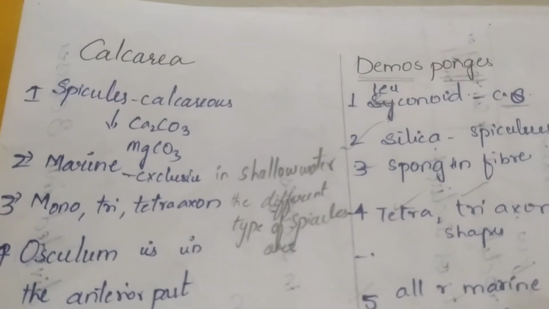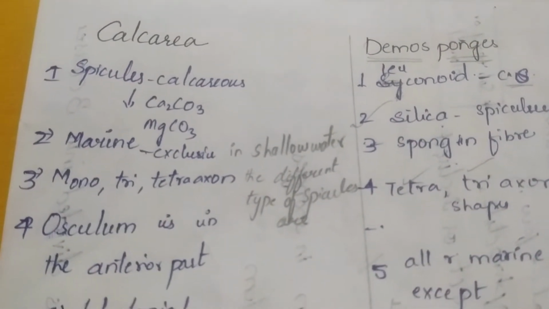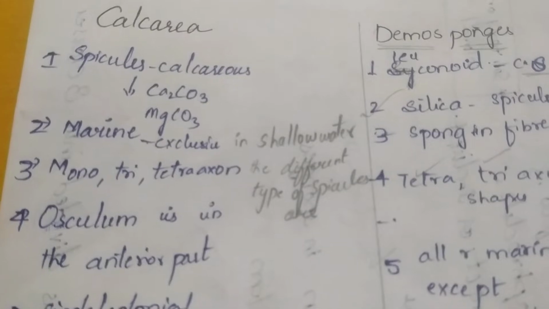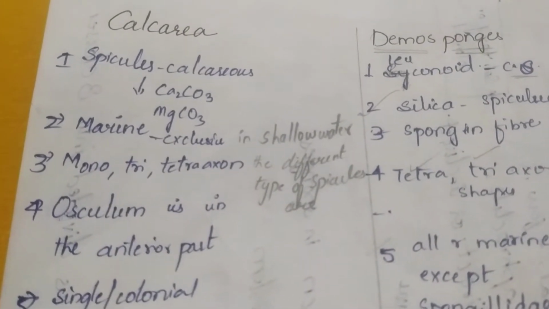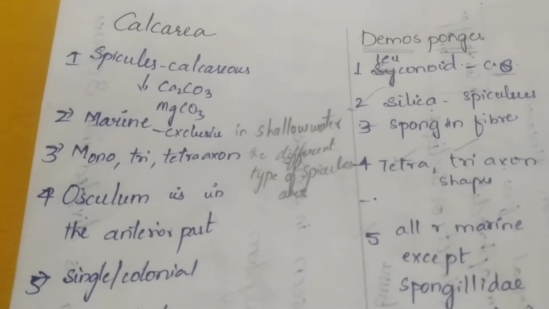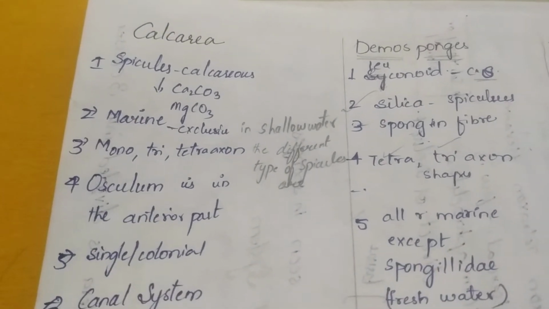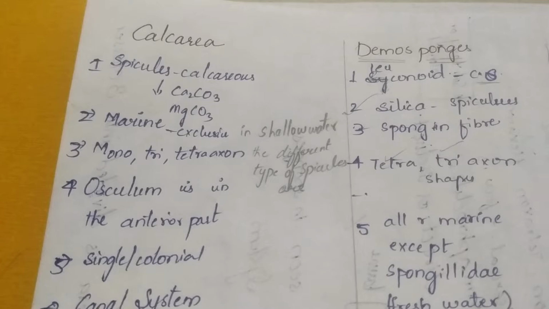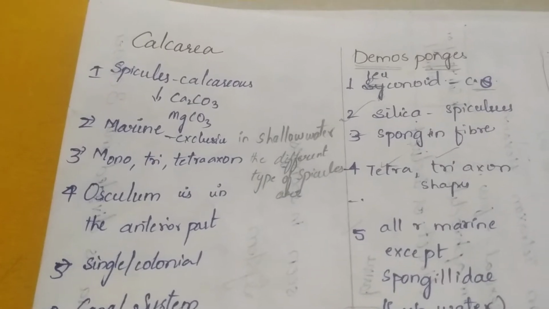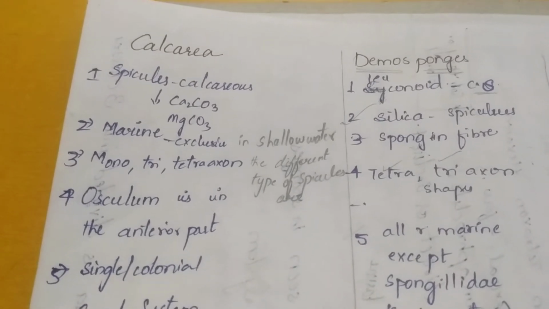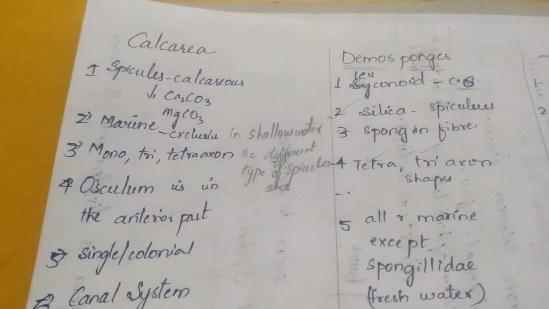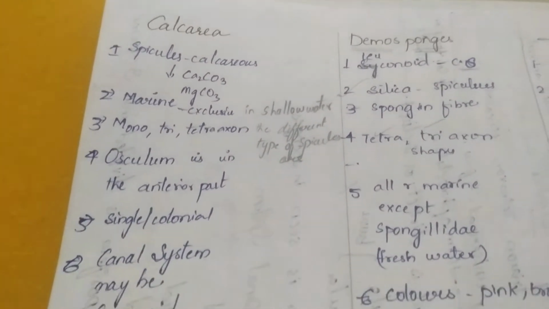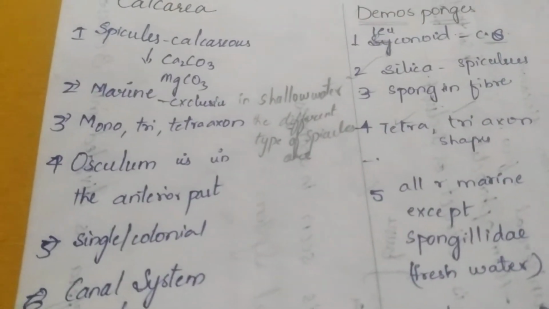Spicules are calcareous, made up of calcium carbonate or magnesium carbonate, and they are exclusively marine. And what is mono, tri, tetra here? It is nothing but the shape of the spicules. And what are spicules? The outward projections on the sponges are called spicules. They can be 1 (mono), 3 (tri) or 4 (tetra).